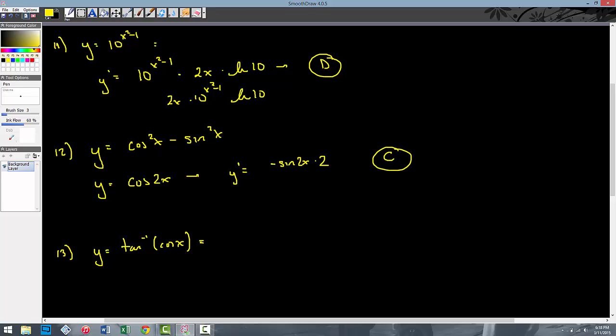The derivative of tan inverse is going to be 1 over 1 plus the thing, in this case, the thing being cosine x squared. And don't forget, you have to derive the inner thing. So throw the negative sine x out there, and if you want to simplify, go for it. From here, I just realized that the answer was A. Cool, moving on.